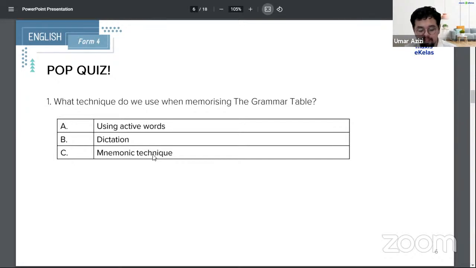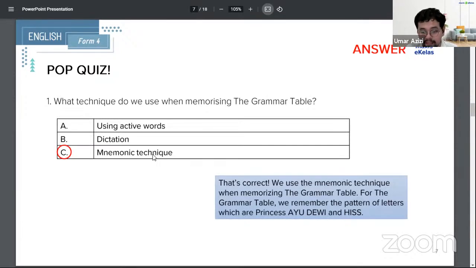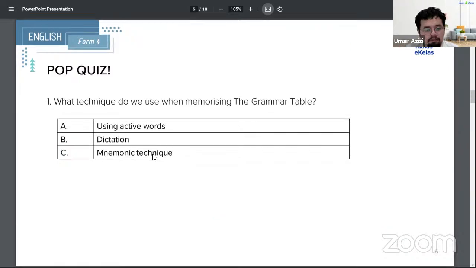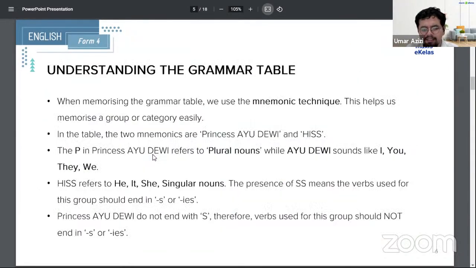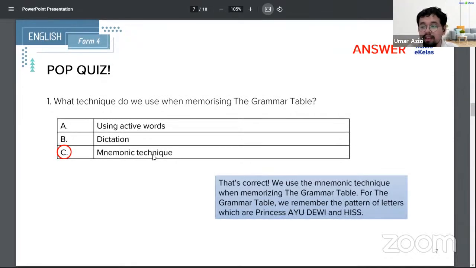Blue Thunder has answered first. Their answer is C, which also ties in well with Rival Lies, who also answers C. Yes, the answer is we used a mnemonic technique. We use the mnemonic technique when memorizing the grammar table. For the grammar table, we remember the pattern of letters which are Princess Ayu Dewi and HISS. P is for plural, Ayu Dewi, they, we, and because it doesn't end with S, the verbs that we use with it do not end with S or IES. Whereas HISS is he, it, she, singular nouns. So it's used with singular nouns, and because it ends with SS, the verbs end with the letter S or IES.